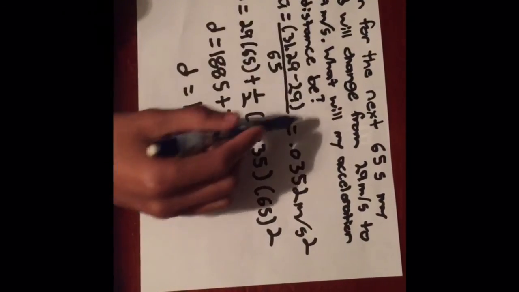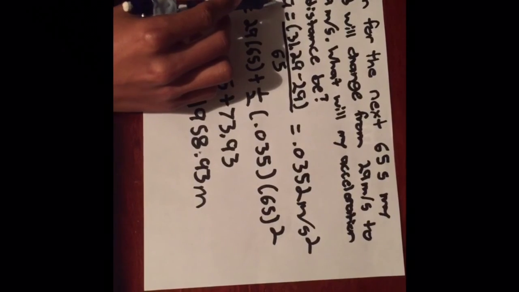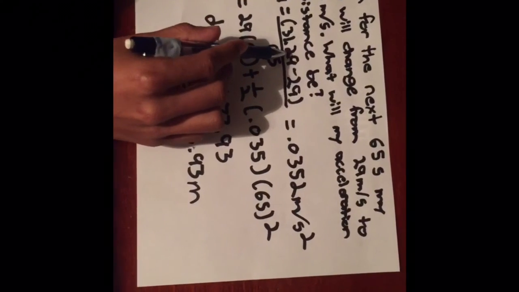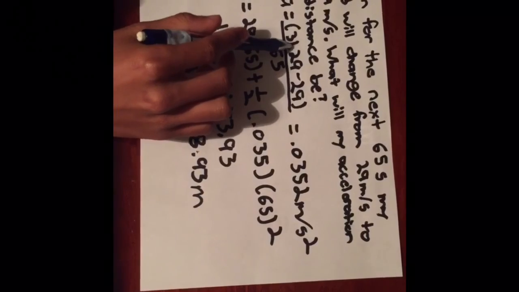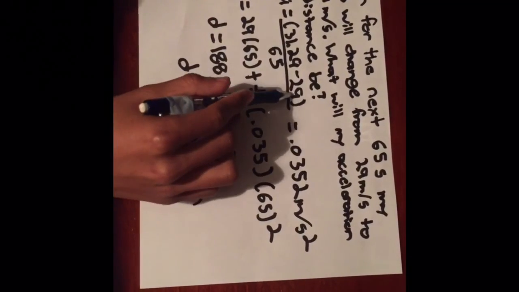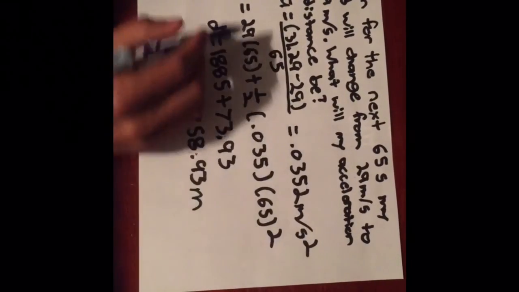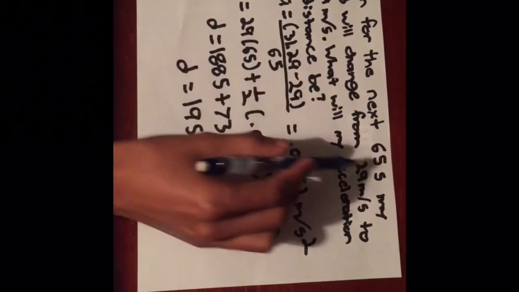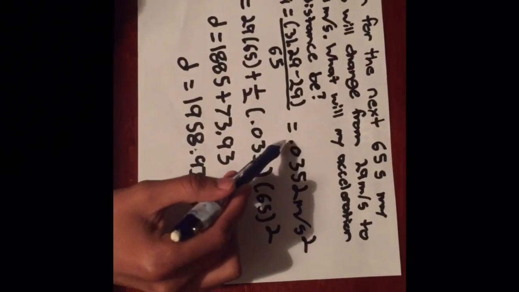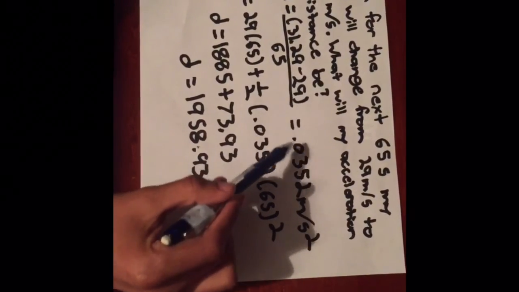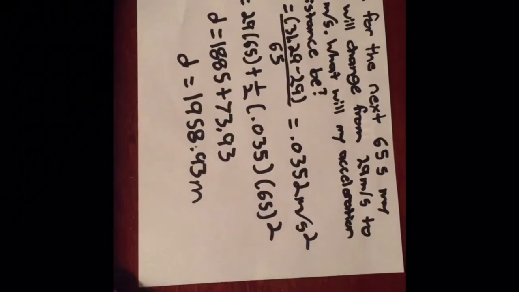And then for the next 65 seconds, my speed will change from 29 meters per second to 31.29 meters per second. What will be my acceleration and distance? A equals 31.29, which is our final velocity, and 29 is our initial velocity since we started with that one. You divide it by time, which is 65, and you get 0.0352 meters per second squared.